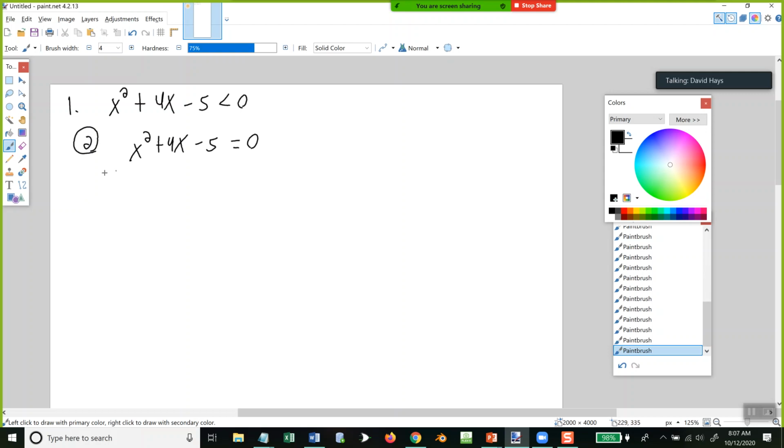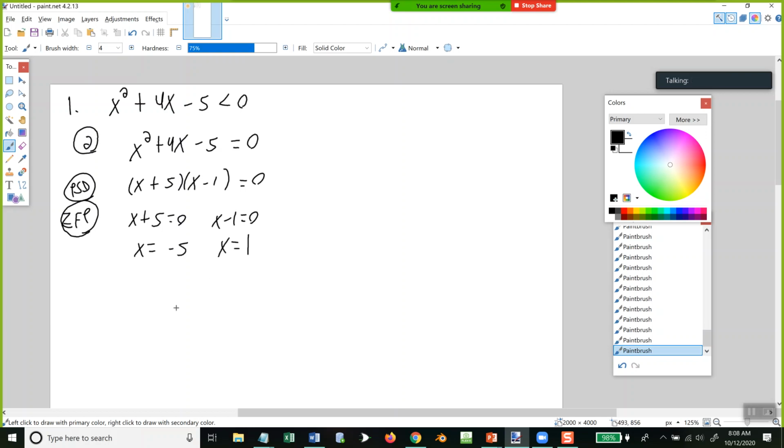Now this will factor using the PSD. Factors as x plus 5 times x minus 1. Zero factor property says you set each factor equal to 0 and solve. And you get x equals negative 5 and x equals positive 1. And those are our critical values where something potentially is happening.